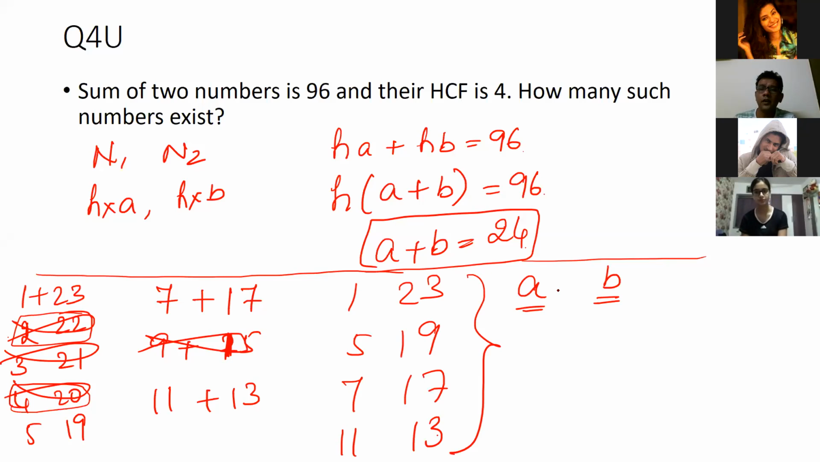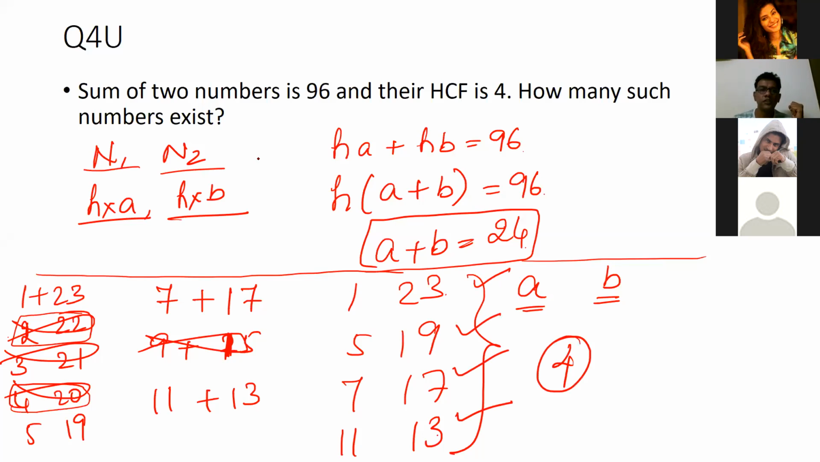Now I don't care what is the value of N1 and N2, because as many A and B's you have, that many N1 and N2 you will have. Because N1 and N2 come only from A and B. So if I have 4 sets of A and B, then there are 4 sets of N1 and N2, which means the answer for this question, how many such numbers exist, will be 4.